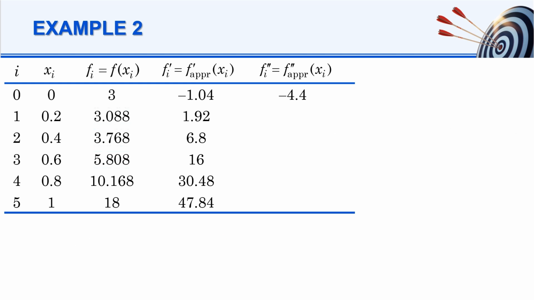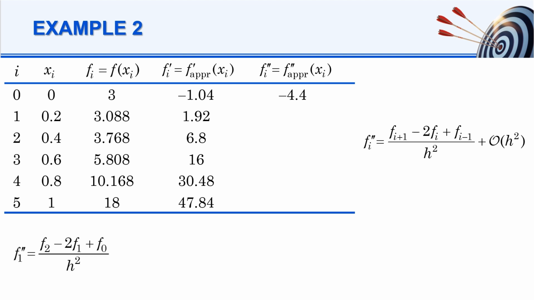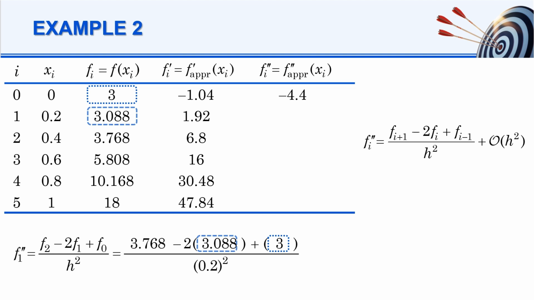For the data points from i equals 1 to 4, i.e., the interior data points, we can employ the central difference formula, which uses the central point i and the data points to its left and right. For i equals 1, substituting the numerical values of f0, f1, and f2, we find f double prime 1 to be 14.8.